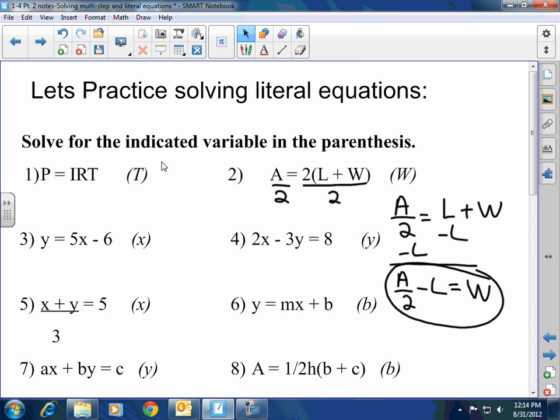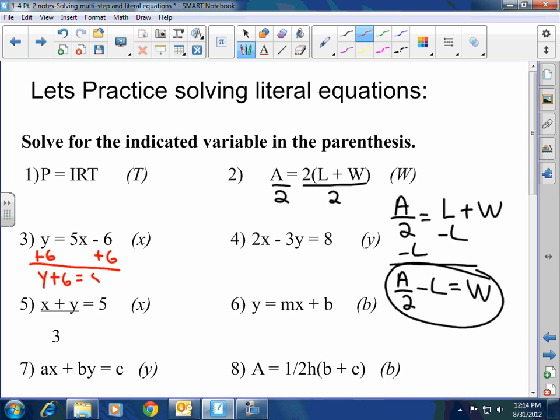Next, number 3. This one's pretty easy. Y equals 5x minus 6, and I want to solve for x. Well, I want to get the x alone, so I add 6 to both sides. Y plus 6 equals 5x. I want to get the x alone, so I divide 5 to both sides. So x equals y plus 6 over 5.